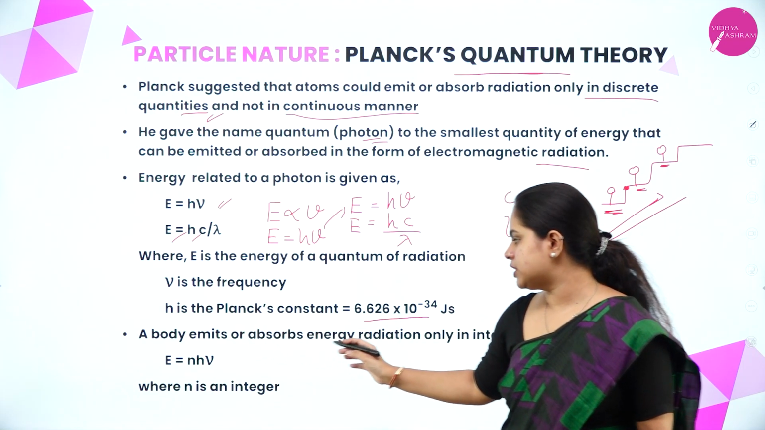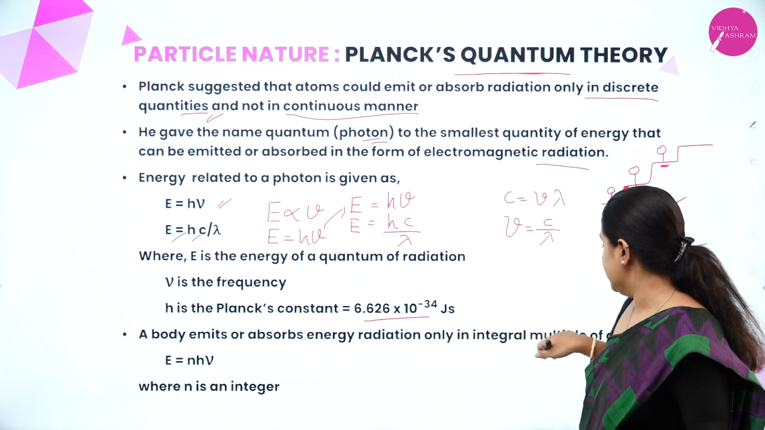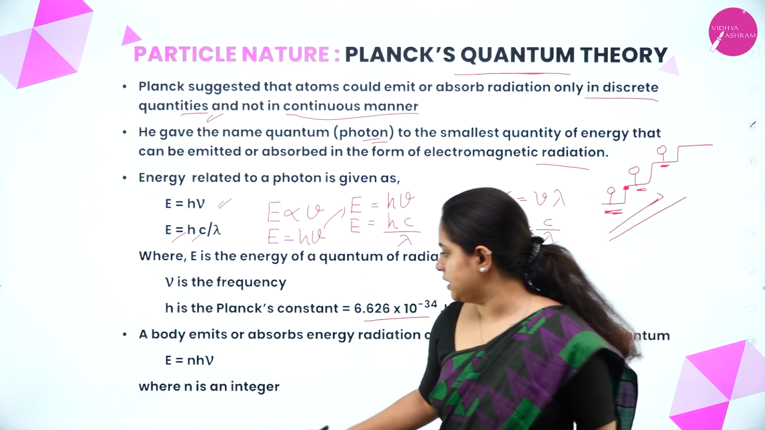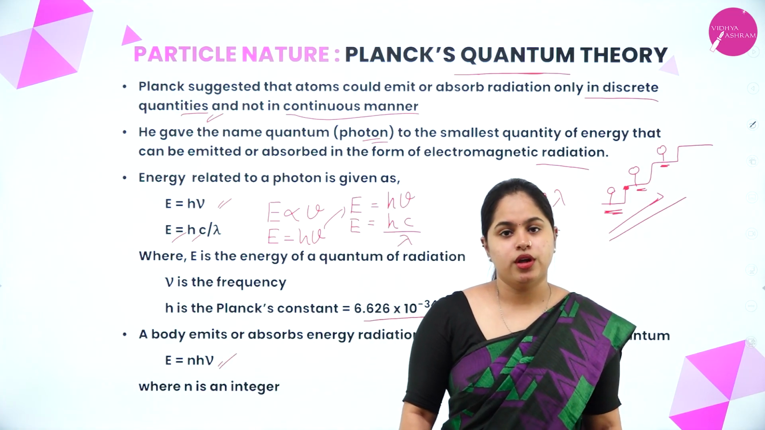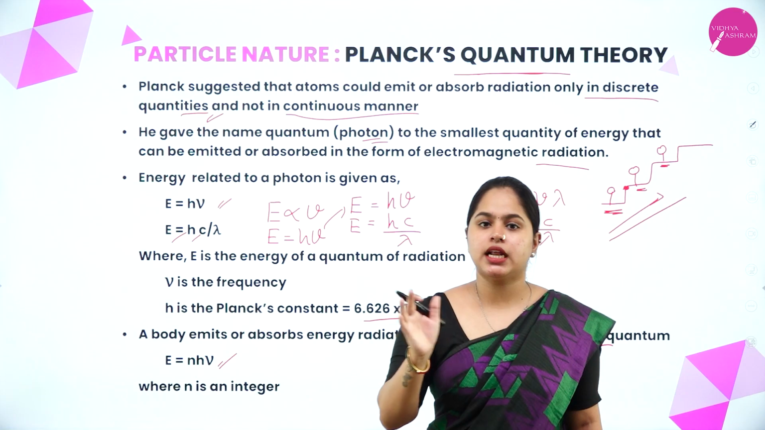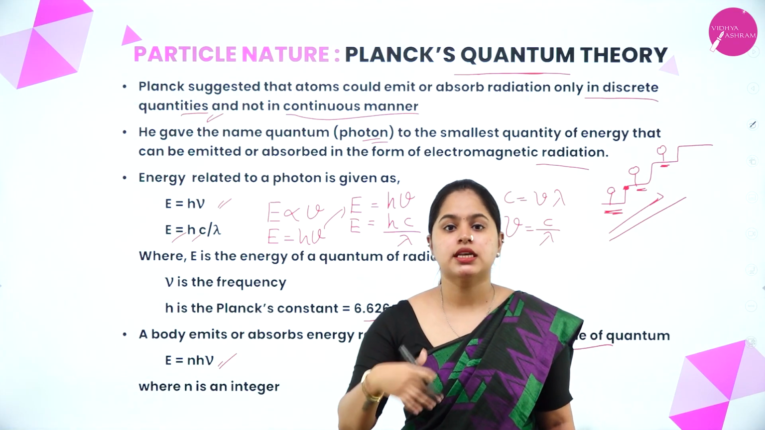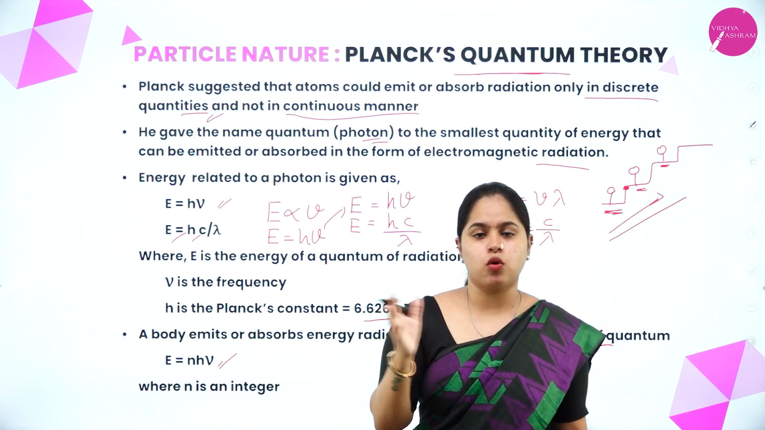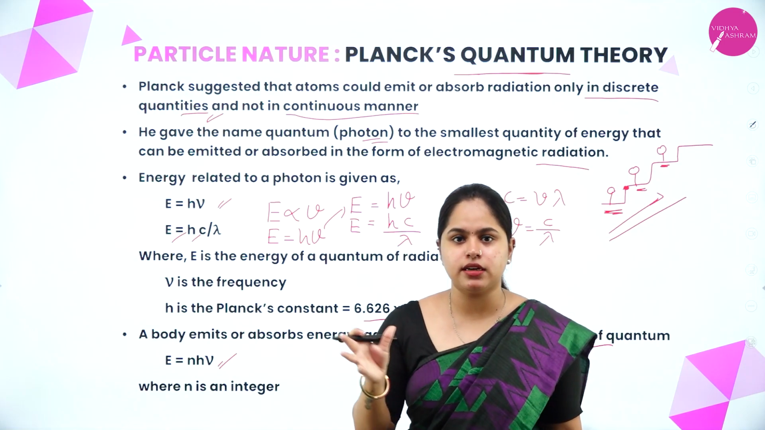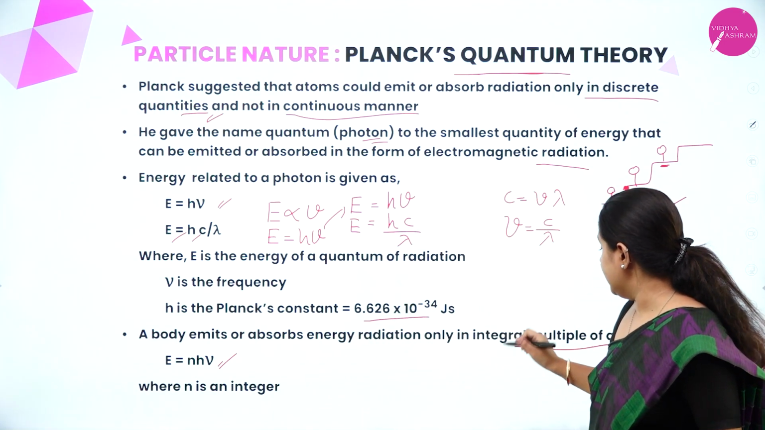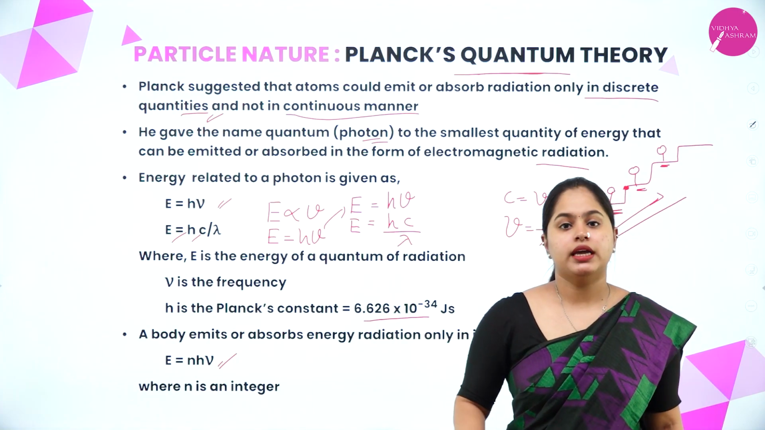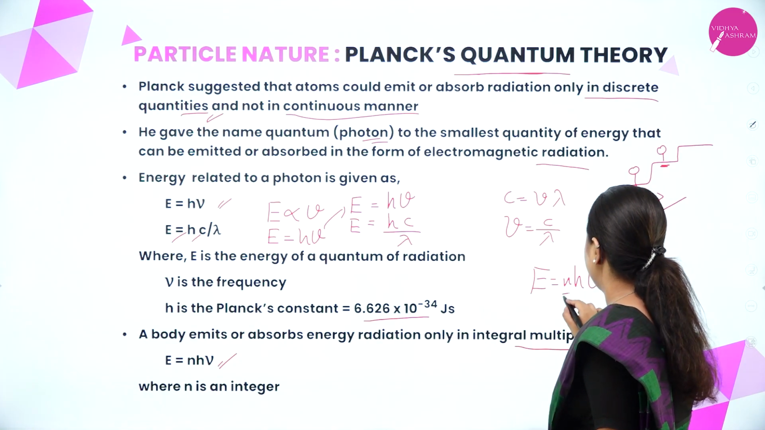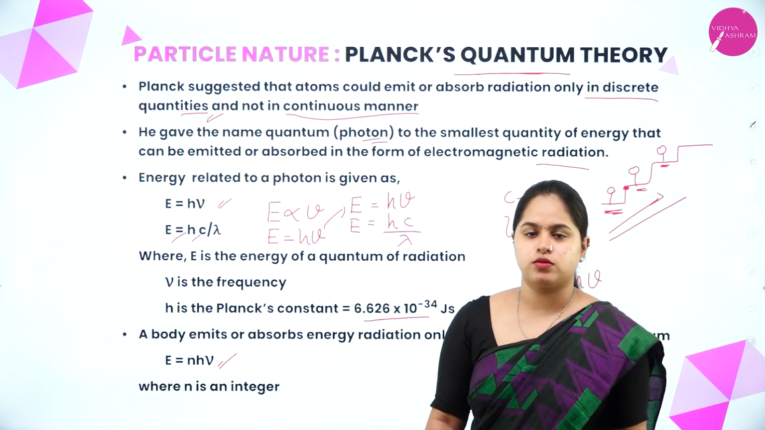Now a body emits or absorbs energy radiation only in integral multiples of quanta. Yes, only in integral multiples. That means E is equal to n h nu. The value of n will be integral values. It can be 1, it can be 2. Yes, an atom can emit radiation in 1 quanta, 2 quanta, 3 quanta. No other quantities are possible, only integer values. That is what is written here: only in integral multiples of quanta. E is equal to n h nu, where n will be integers.